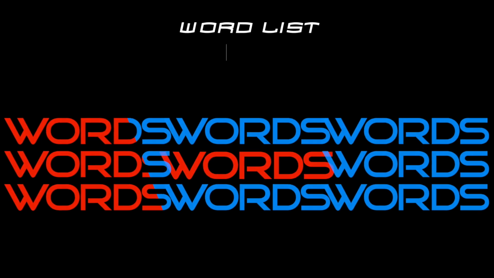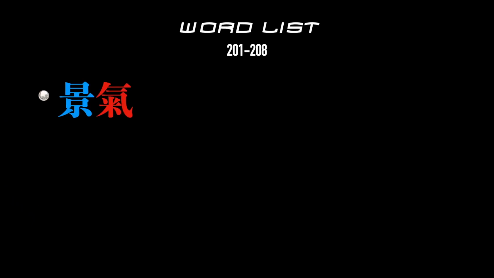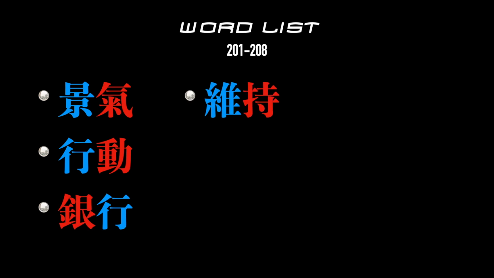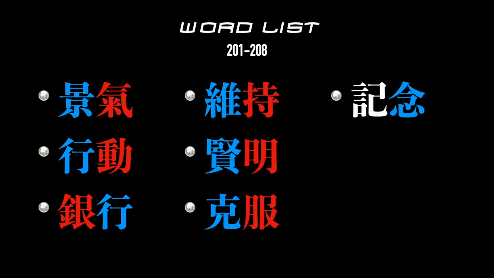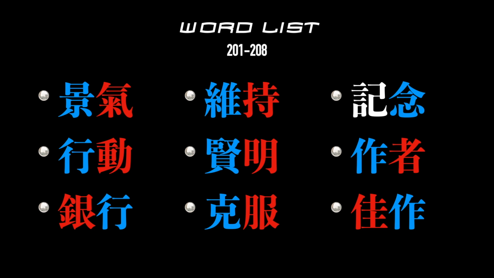Based on the 8 characters of these two lines, I've come up with a word list. I've tried to select words that are common and relevant to Japanese, Korean, and Chinese. You'll hear the words spoken in English, Korean, Japanese, and Chinese.